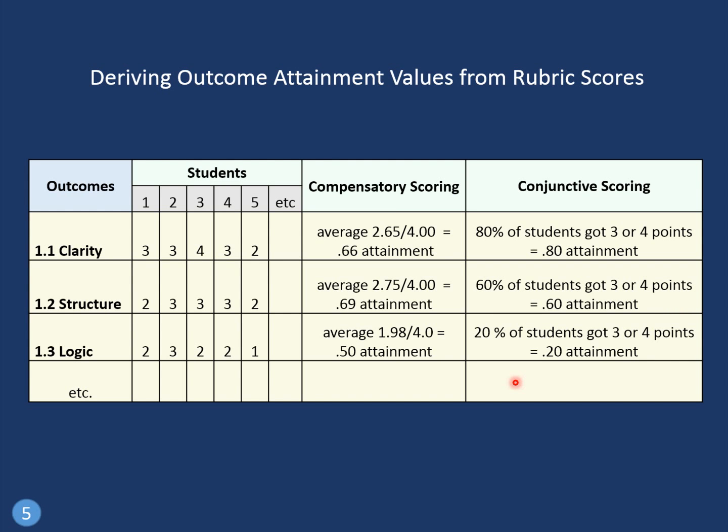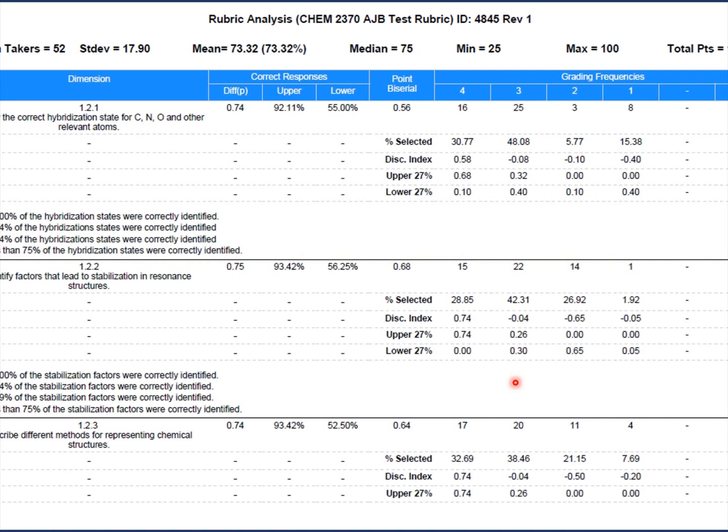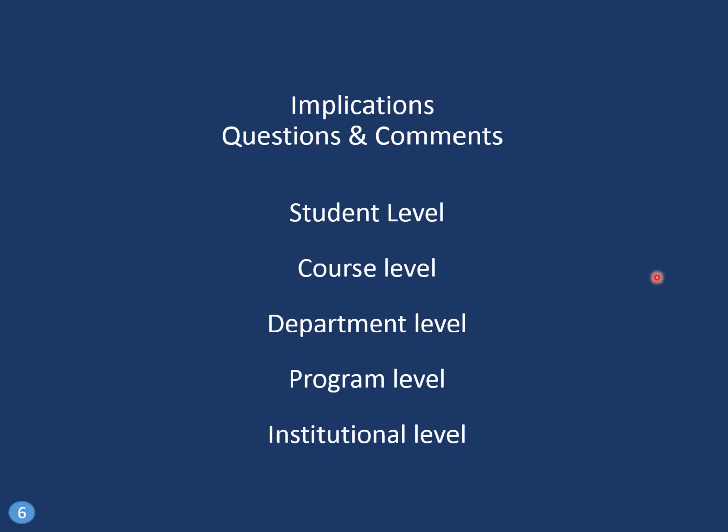And we talked about this already, that you can actually derive outcome attainment values from rubric scores. And you get those also in the rubric analysis in ExamSoft. So these are tables that are very valuable for folks who really want to make sure that their items are producing valid scores, so the decisions they make then aren't in question.